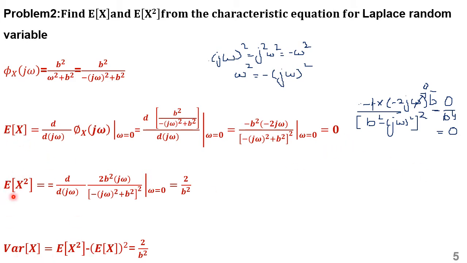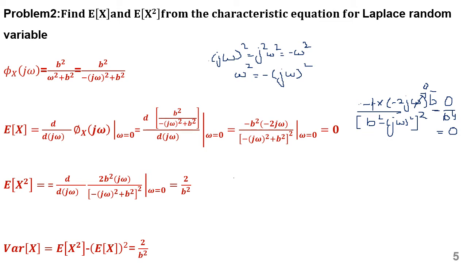Now we need to find expectation of x square. That means I need to differentiate the characteristic function twice. Already I have differentiated once and I have got this expression. I need to differentiate this once again, and whatever answer I get, I need to put the omega value equal to 0. So let me differentiate this.